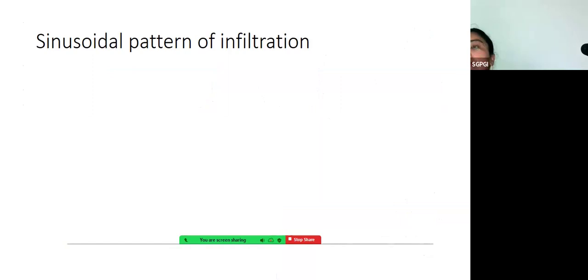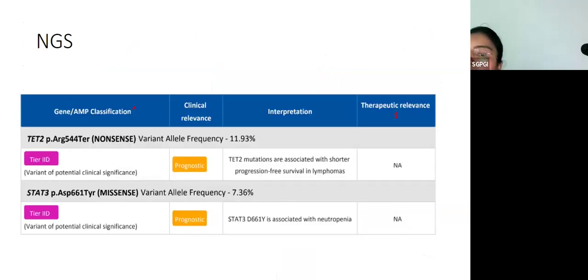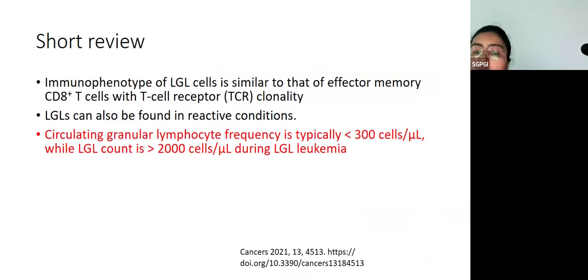TLGL. Very good. So TLGL, and this has a sinusoidal pattern of infiltration on the bone marrow. If you are to do a CD3 on the bone marrow, it feels like this is sort of moving around the adipose tissue or within the vessels. And this is the cytotoxic perforin, which you can see here, that is positive. Incidentally, for this patient, an NGS was sent, which showed a STAT3 mutation. The variant allele frequency came out to be low, but this also supported the LGL leukemia category of this patient.